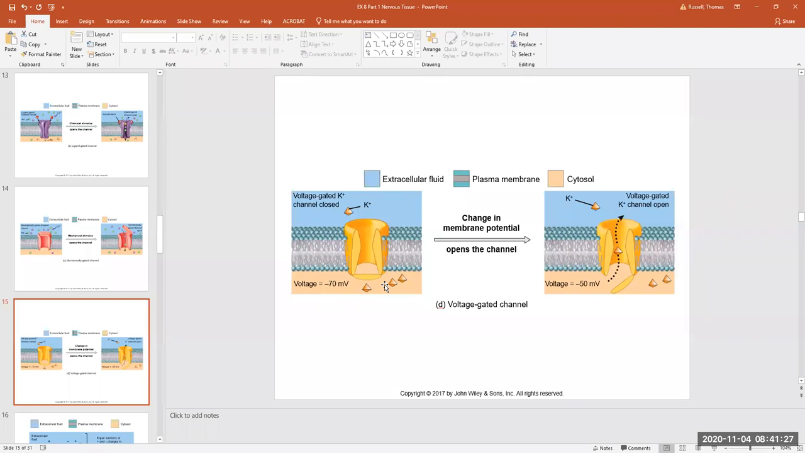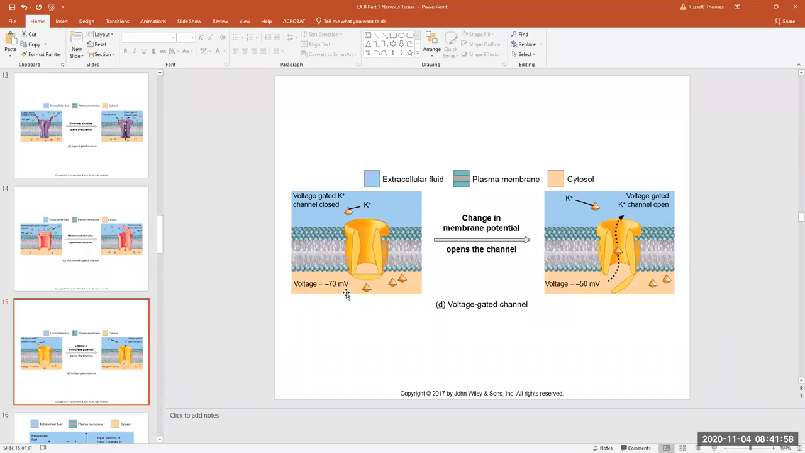or what we call potential changes, across the membrane by a voltage-gated channel, the channels will open and or close. It depends on the type of channel. So if a channel opens in response to a change in voltage, which is electrical impulses, then we call it a voltage-gated channel. Here, they're representing a voltage-gated potassium channel.